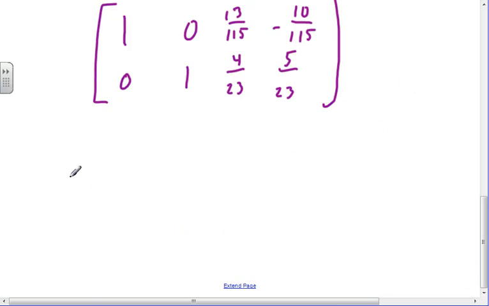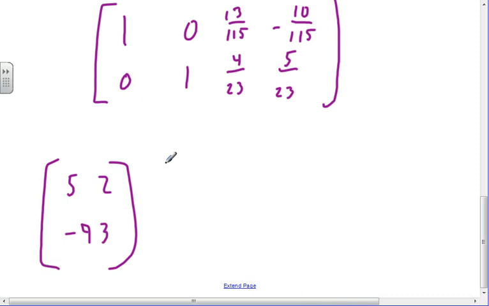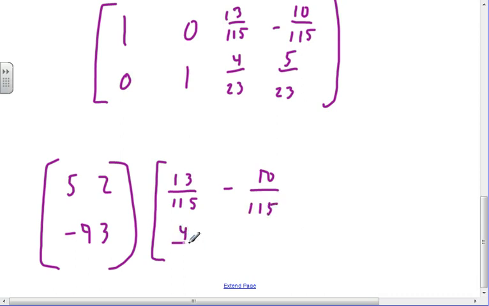All right, so that being the case, if I have 5, 2, minus 4, 3, and I multiply it by its inverse, I best get the identity matrix, right? So I'm checking my work. 13/115, minus 10/115, 4/23, 5/23. And we'll clean that up a little bit so when Raimundo looks at it, he'll recognize it as the truth instead of some bogus set of markings.